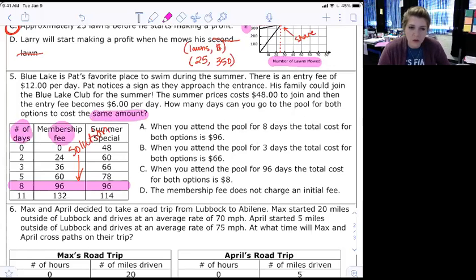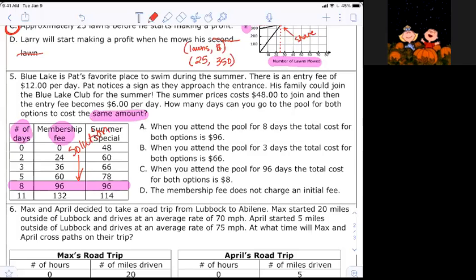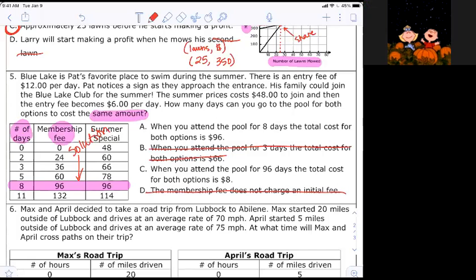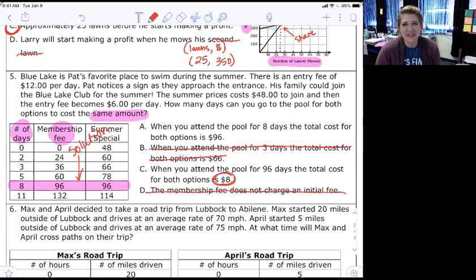So let's take a look at B. What's wrong with B? It doesn't have the right numbers. Yeah, they don't have the right numbers. Perfect. You got a 3 and a 66. Also, look at D. The membership fee does not charge an initial fee. Well, that's not true. So we get rid of that. So here's going to be the problem for you guys. Is it A or is it C? A. Perfect. Look at C. It says $8. That would be really silly for our total option to be $8. So it's not going to be C. It has to be A.